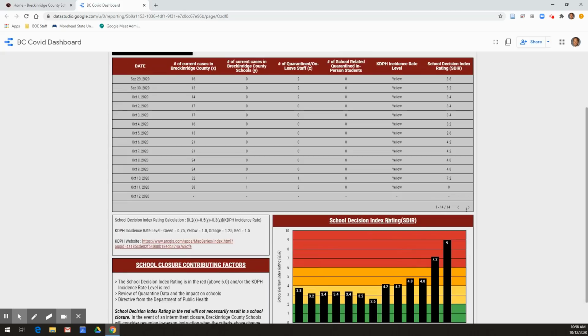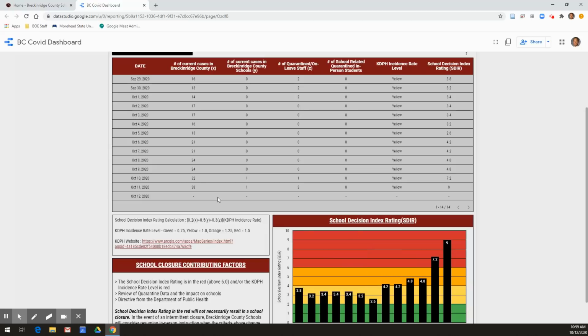The school decision index rating is out of this formula right here that you can see, and it's taking a look at our current number of cases, our current cases in the school district, our on leave quarantine staff, and then we look at our KDPH incident rate level, which right now is yellow, which is really good for Breckinridge County. And then on that formula, it gives us this number, which you'll currently see is 9, and in what we consider our red area, our red status for our school district at the moment.